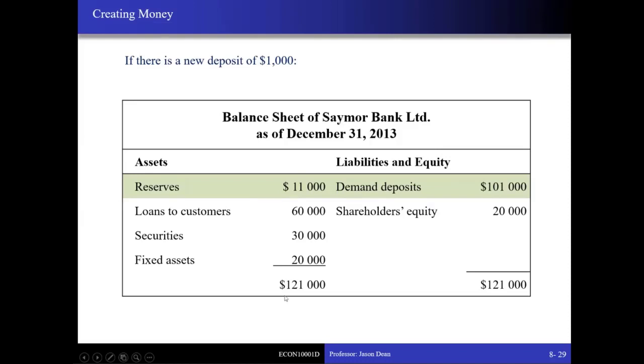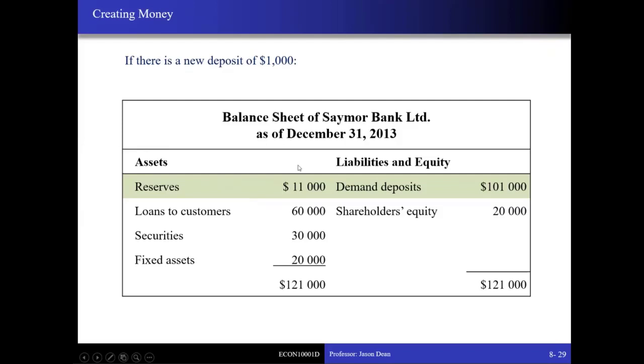So here now we have the total assets at 121,000, but the total liabilities and equity increased by the same amount. It was just because of this liability. So you have the asset increasing by 1,000 and then the liability increasing by 1,000. There's no change in equity or net worth for this simple transaction at this point. So we haven't really created any money yet.